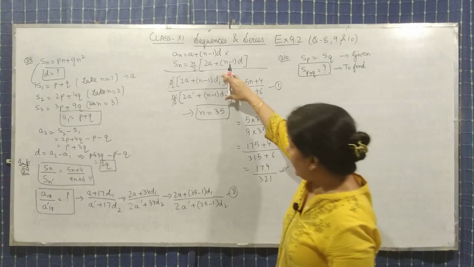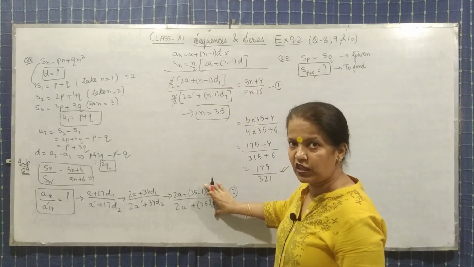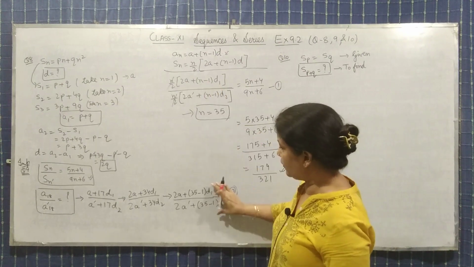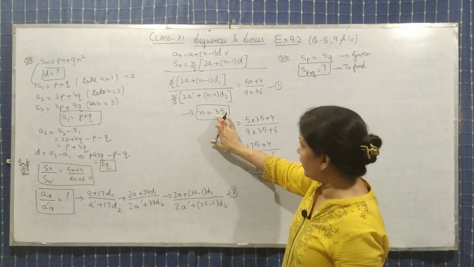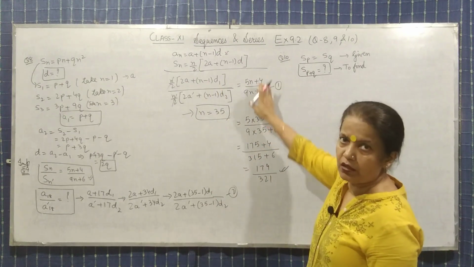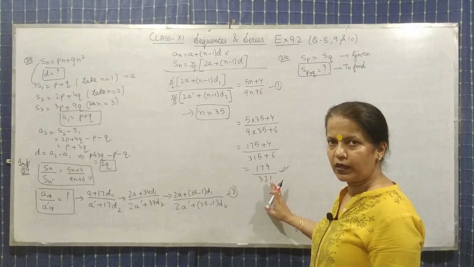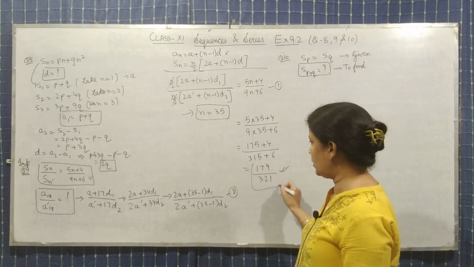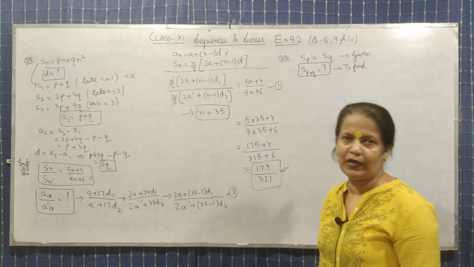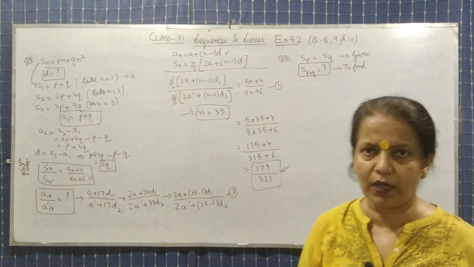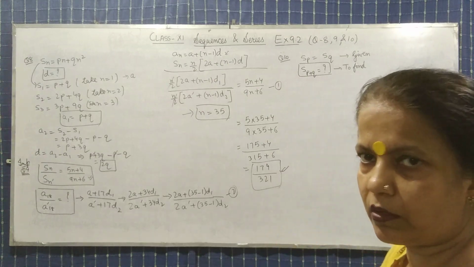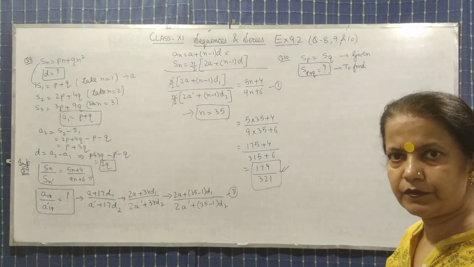Now see, this part and this part are the same. Instead of n, it is 35. Now put the value of n as 35 in the given part. So after putting the value, you will get the answer. So this is the ratio of the 18th terms of two given AP series having nth term. Is it clear?